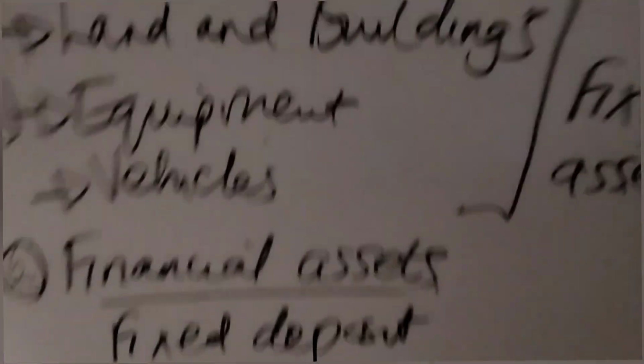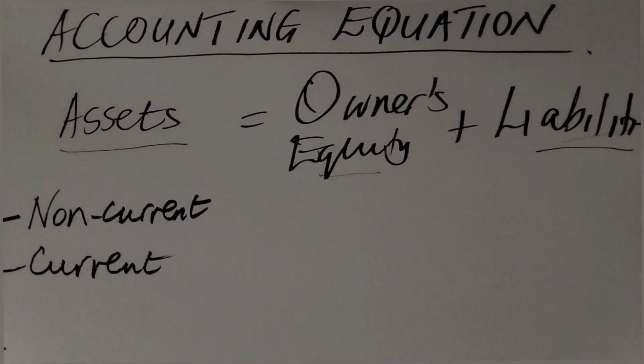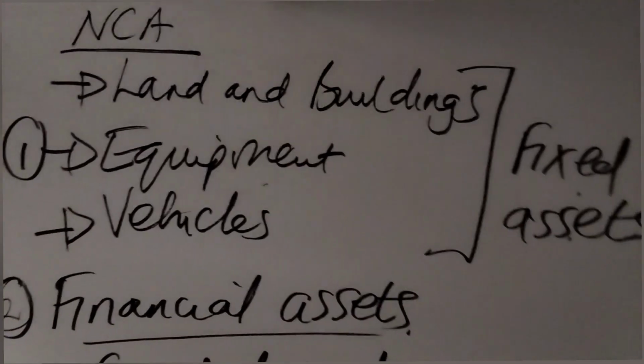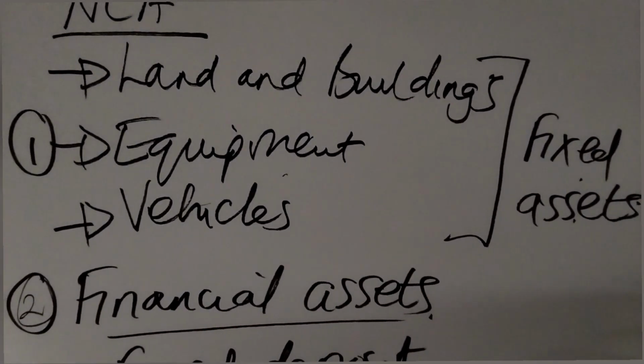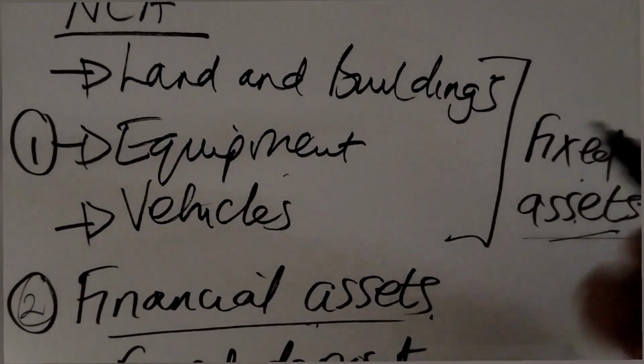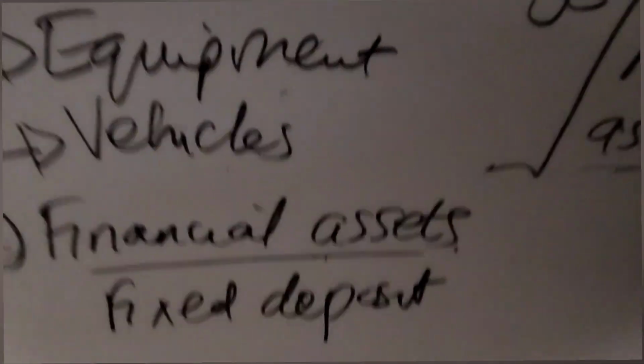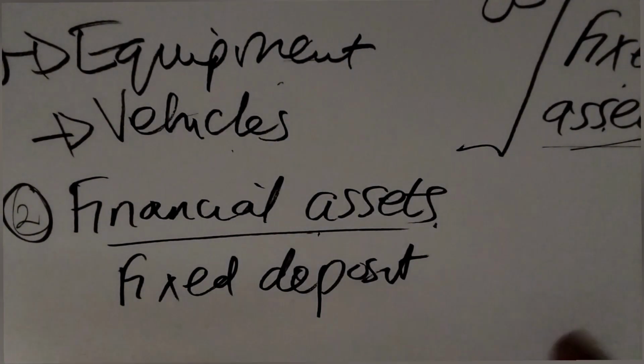So we are saying assets can be classified into non-current and current assets. And when you look at your non-current assets, there are two groups there. There is your fixed assets, and then there is your financial assets. Under fixed assets, you have land and buildings, equipment and vehicles. And under financial assets, you've got the fixed deposit.